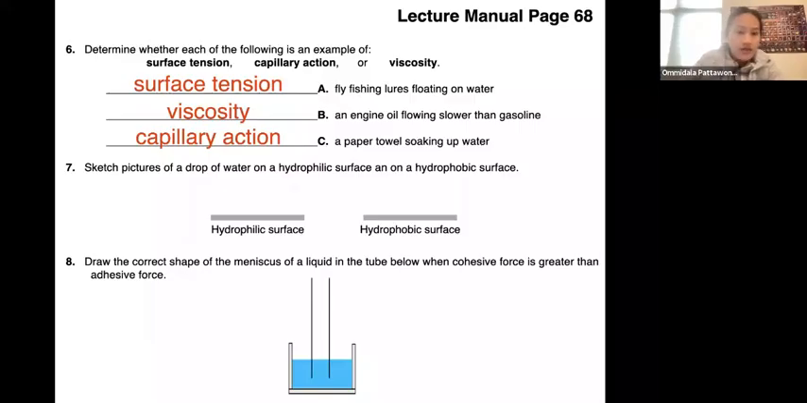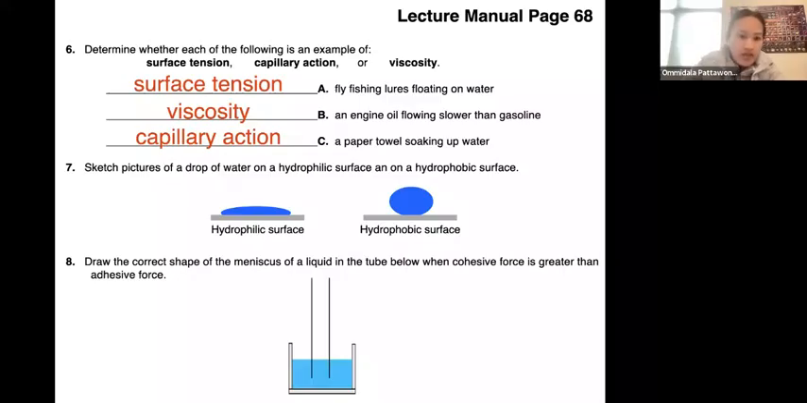Number 7, sketch a picture of a drop of water on a hydrophilic surface and a hydrophobic surface. A drop of water on a hydrophilic surface would look like this because water would interact well with the surface, right? Because the surface loves water. However, if you drop water on a hydrophobic surface, then it's going to stay as a spherical shape. The reason for that is because in this case, cohesive force is stronger than the adhesive force between water molecules and the surface, because the surface doesn't like water.